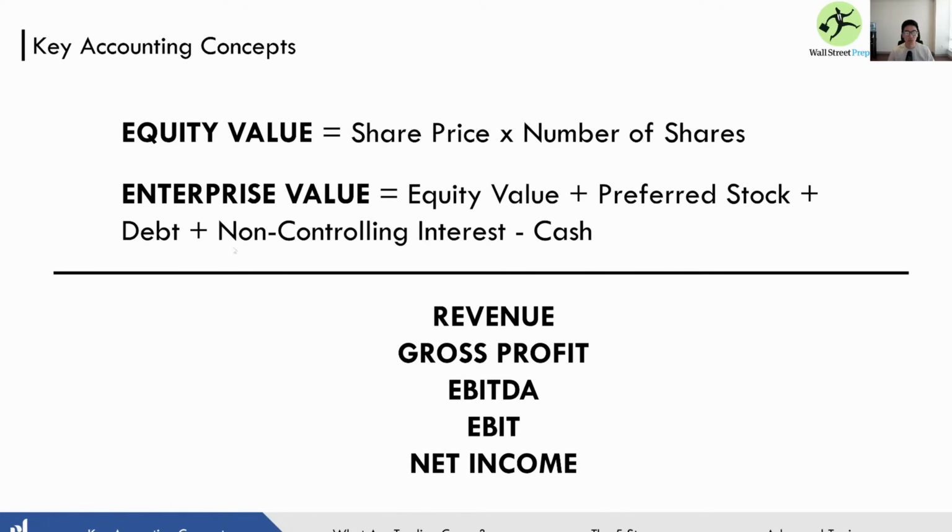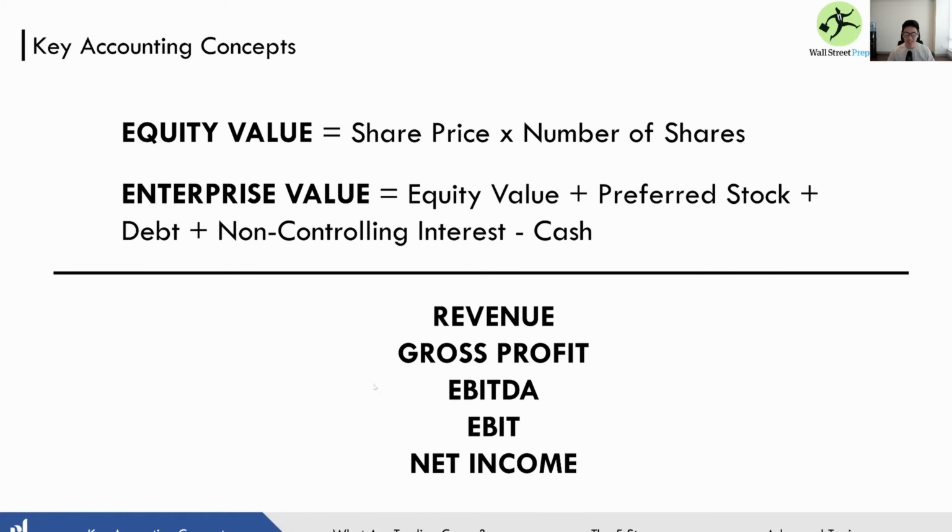And what you do with trading comps, and this is kind of getting ahead of ourselves, but what you do is you either get your equity value or enterprise value in the numerator, and then you divide by your revenue, gross profit, EBITDA, EBIT, or net income, depending on what trading multiple you want to look at. And so that's why I just organized this slide like this. If this is all new to you, it will all make sense for you in a matter of minutes.